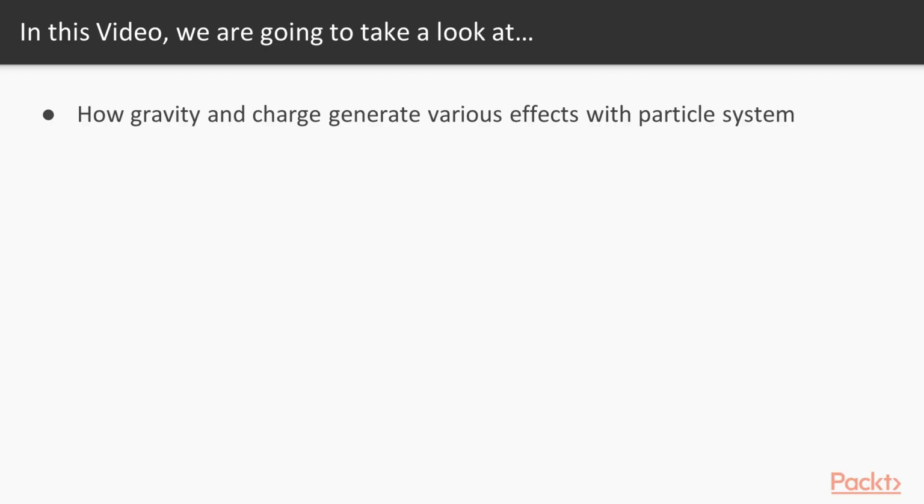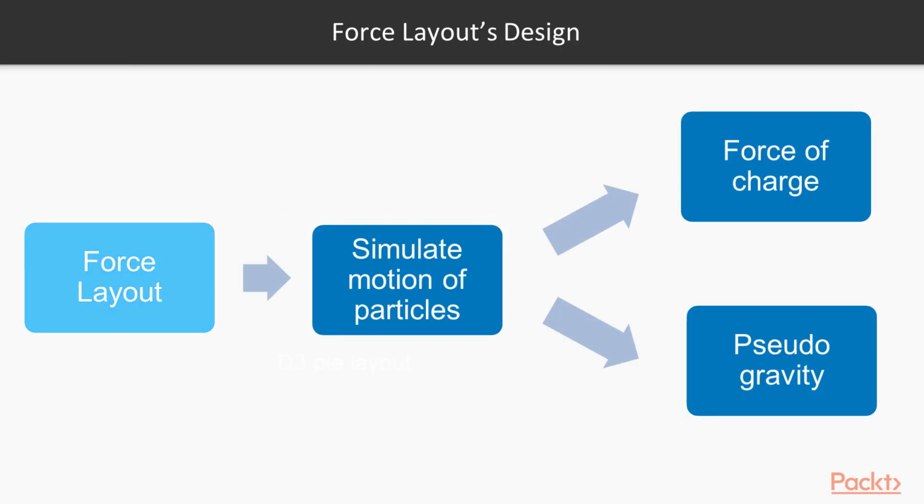In this video, we will learn how gravity and charge can be leveraged to generate various effects with a particle system. One objective of force layout's design is to loosely simulate the motion of particles, and one major feature of this simulation is the force of charge. Additionally, force simulation also implements pseudo-gravity, or more accurately, a weak geometric constraint typically centered on the canvas that can be leveraged to keep your visualization from escaping the canvas. Let's see how these two fundamental, sometimes opposing forces generate various effects.